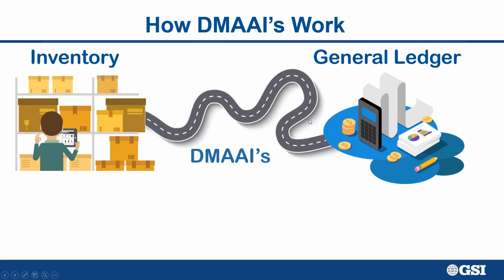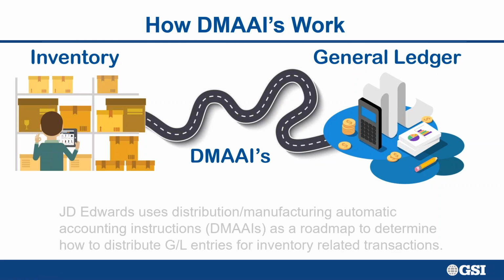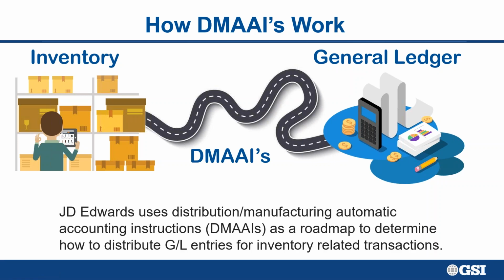So how is that done? Well, that's where the DMAAIs come into play. What they are is they are the roadmap between your inventory transactions and the general ledger. And they determine for each transaction type and document type that you use, what accounts are invoked for the debits and credits for those transaction types.